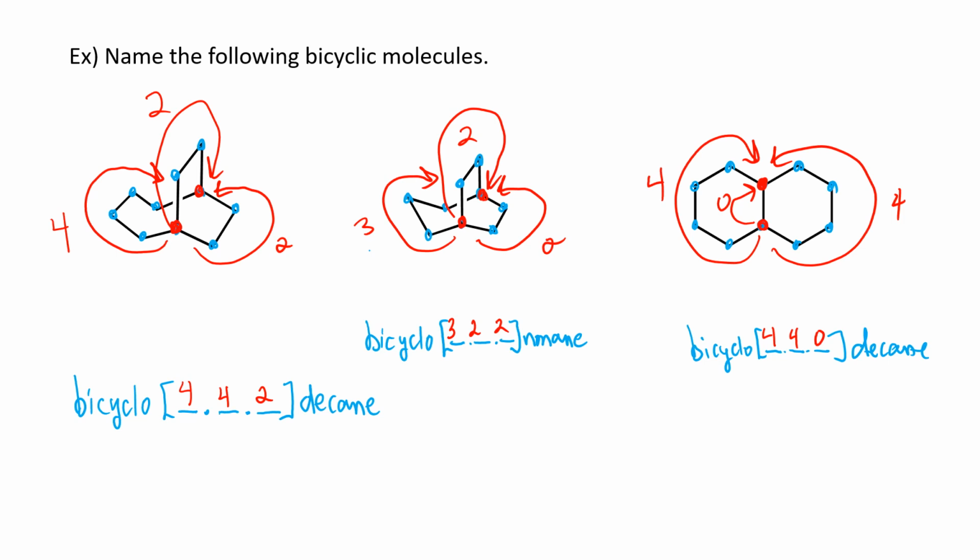All right, and that concludes the lecture on naming alkanes. In our next set of notes, we're going to look at naming the rest of the types of molecules, alkenes, alkynes, and then we'll begin looking at names for different functional groups in molecules.